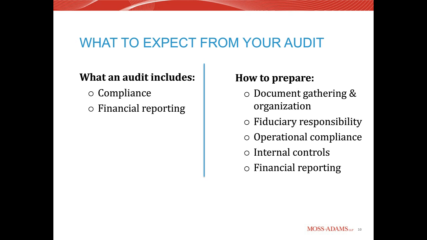So the first one is document gathering and organization. Then we have fiduciary responsibility. Operational compliance, that's when we're going to talk really about that compliance hat that we wear. Internal controls and financial reporting. The internal controls really kind of splits the difference between financial reporting and compliance because we talk about internal controls on both sides. What controls do you have over compliance, and then what do you have over financial reporting? And then also financial reporting, of course, we'll go over some unique aspects of the benefit plan GAAP, if you will, although most of what we're talking about relates to investments when we talk about financial reporting.